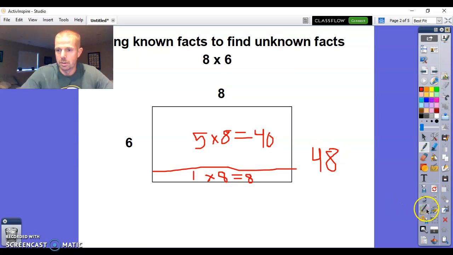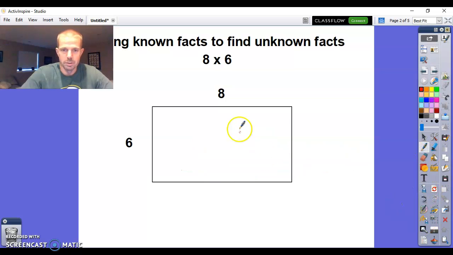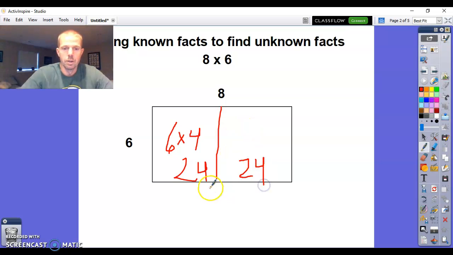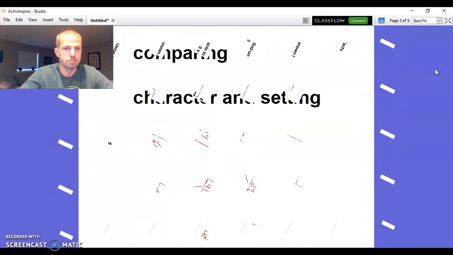The other way you could split that up, if it's easier, so if a known fact is 6 times 4, a student could do that to equal 24, and they know that they have 2 of those, so 24 plus 24 would equal 48. So those are the things that we're going to be working on this week in math, along with continuing with the open array strategy that your student learned last week and sent you a video of.